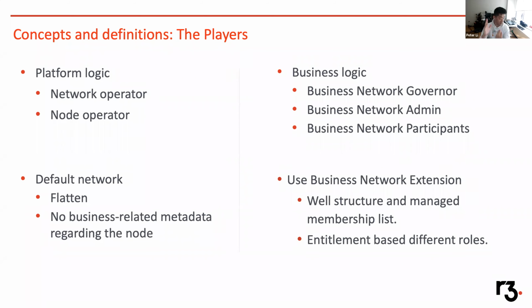On the other side, what I'm introducing all of you today, with the help of the business network extension, which is a developer toolkit, or you can call it a software development kit, SDK, you can actually implement the business logic into your applications. And what you will see is the business network governor who creates the business network, overseeing your applications. You can nominate multiple business network admins, and the rest of the participants of the network will be simple business network members. With the help of that, what you're going to achieve is a well-structured and managed membership list. So basically, you divide your participants into different categories, and then you can better manage them. And with the management, it means you can have entitlement based on different roles.